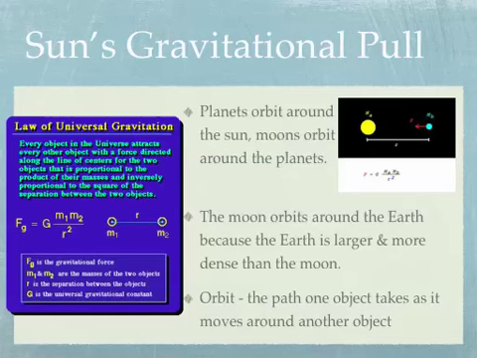You can see that top right hand picture here is a perfect example. You could look at it as the yellow dot is the sun and the blue dot's the earth, and the sun is a lot larger than the earth, and therefore the earth's red force arrow is attracted toward the sun. Or you could look at it as the yellow dot is the earth and the blue dot is the moon, and the attraction is the same. So that's the sun's gravitational pull.